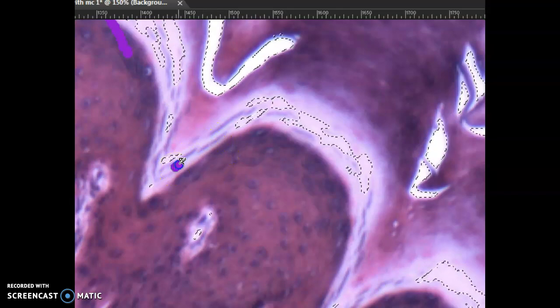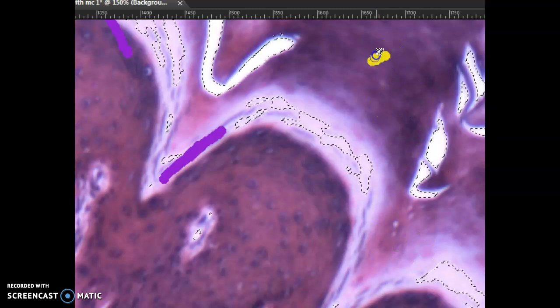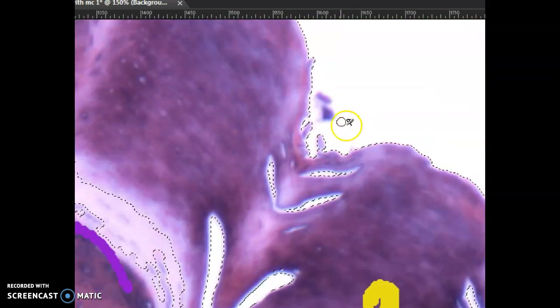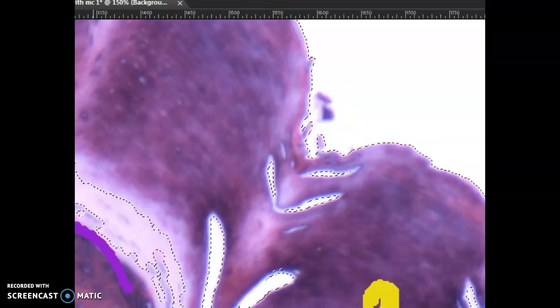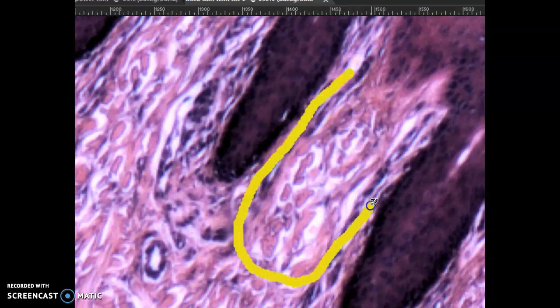So here is the stratum lucidum. It's only in thick skin. And then we have the stratum corneum, which is these tough, dead, shingle-like cells that are, oh look, they're falling off. Now, this is the top part of the dermis. It's part of the papillary dermis. It's made up of areolar connective tissue. And it has these Meissner's corpuscles in it. So that would be a Meissner's corpuscle. So you need to know the papillary dermis is areolar connective tissue, and it has Meissner's corpuscles.